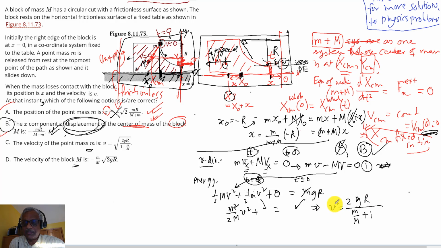And so if you take a square root, since this is speed, and sure enough, this is correct. So C is correct.